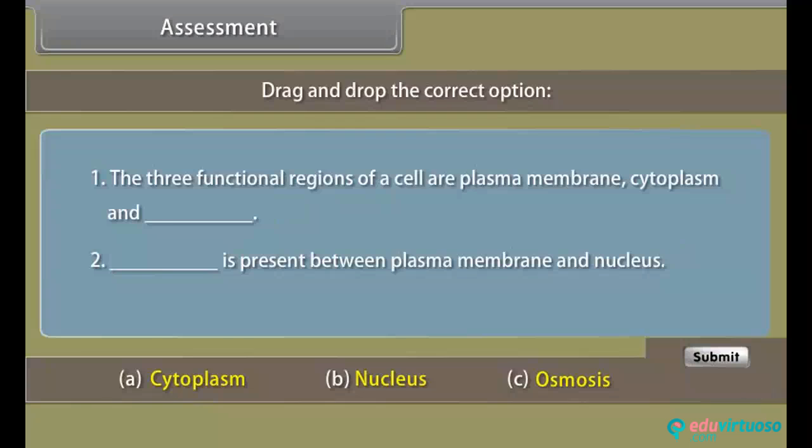Assessment. Before proceeding further, let us know how much have you learnt. Drag and drop the correct option.